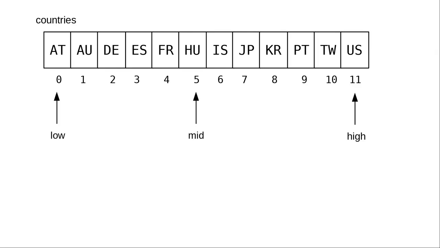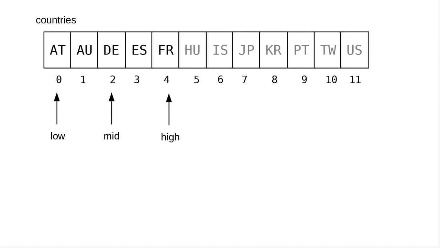We'll set an index to the low and high elements of the array and mid to the middle element using integer division by 2. ES comes alphabetically before HU, and because the array is in order, that means we don't have to look at HU or anything that comes after it. Instead, we'll set the high marker to 1 less than the middle index and recalculate the middle point.